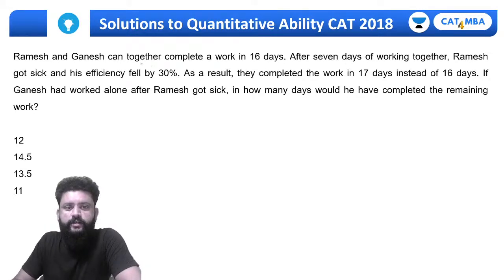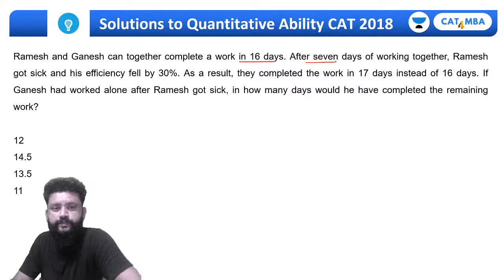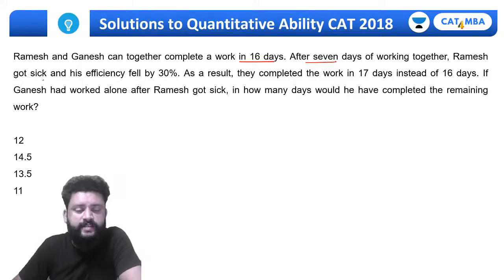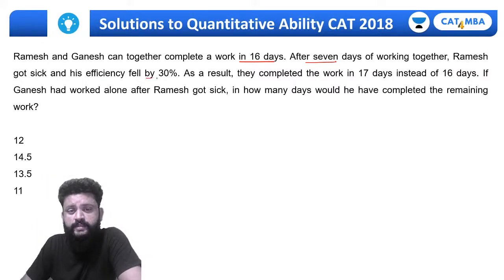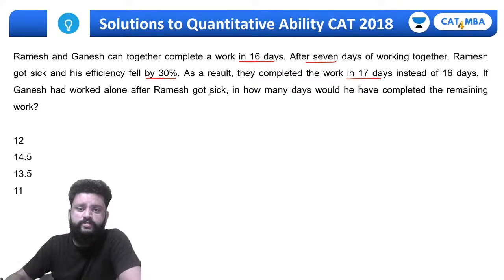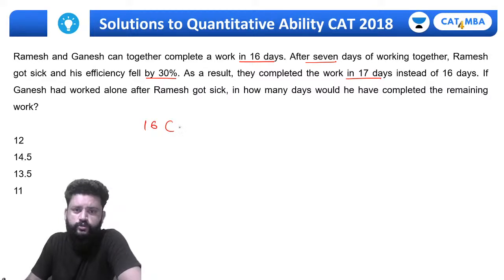Ramesh and Ganesh can complete a work in 16 days. After 7 days of working together, Ramesh got sick and his efficiency fell down by 30%. As a result, they completed the work in 17 days. So what I can see, 16 days into Ramesh ka original efficiency plus Ganesh ka original.